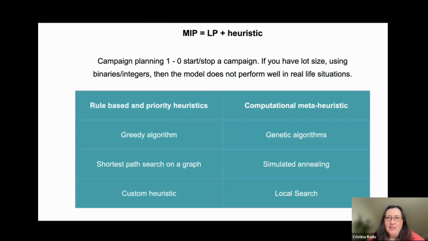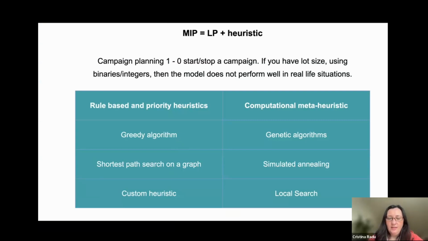Okay, and now let's talk about heuristics. Why am I talking about them? Because I gave you the example that for campaign planning, the textbook method is using a MIP. So you use 1-0 binaries to start and stop a campaign. But in particular, in supply chain companies, they have campaign planning and lot size. And when you put them together, the model does not perform well.